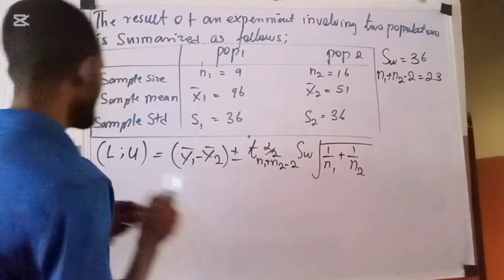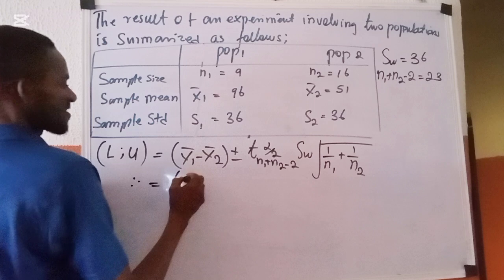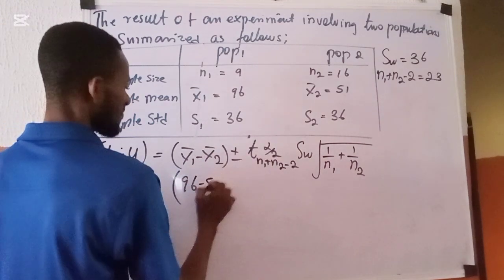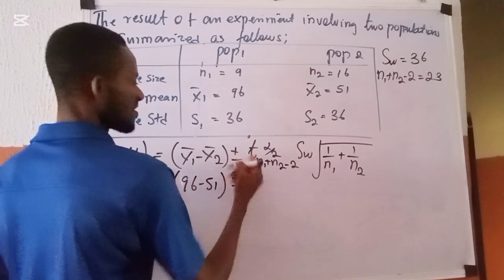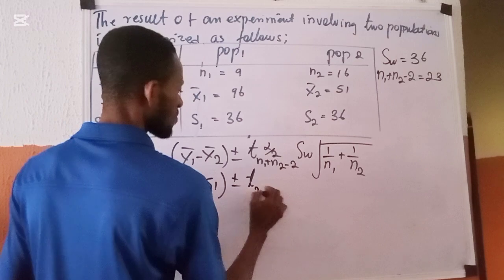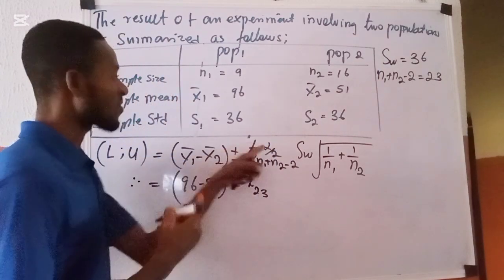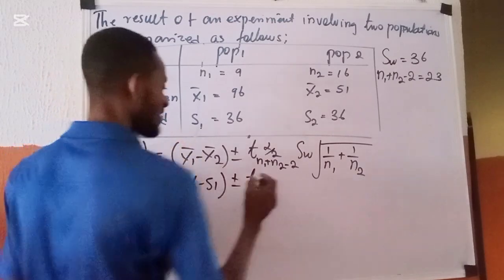So I will now come here and say, therefore, this equals, you open a bracket. X bar 1 is 96, you have 96 minus X bar 2, which is 51. Close the bracket. Plus minus t. The whole of this has become 23. This is alpha, which is 0.05. 0.05 divided by 2 will give you 0.025.